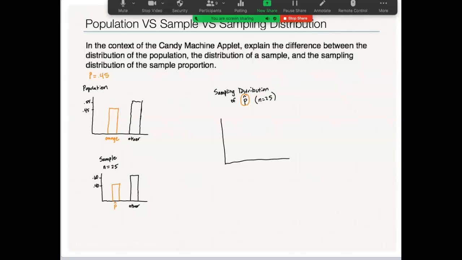So in this case, my x-axis is sample proportion of orange candies, and the lowest would be 0, and the biggest possibly could be 100% orange. But what we do know is that it should roughly sit over the true population proportion, 0.45, and we saw that it's going to be approximately normal.